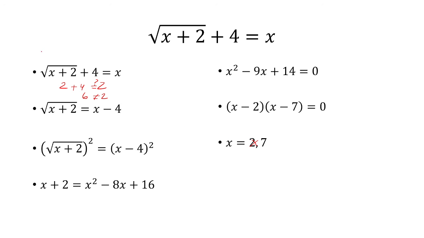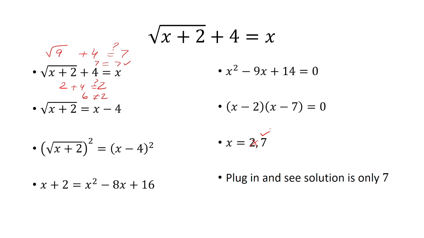Let's plug in 7. We have the square root of 7 plus 2, which is 9, plus 4. Does that equal 7? Well, square root of 9 is 3. 3 plus 4 is 7. 7 equals 7. So yes, 7 is a solution. And that is the only solution.